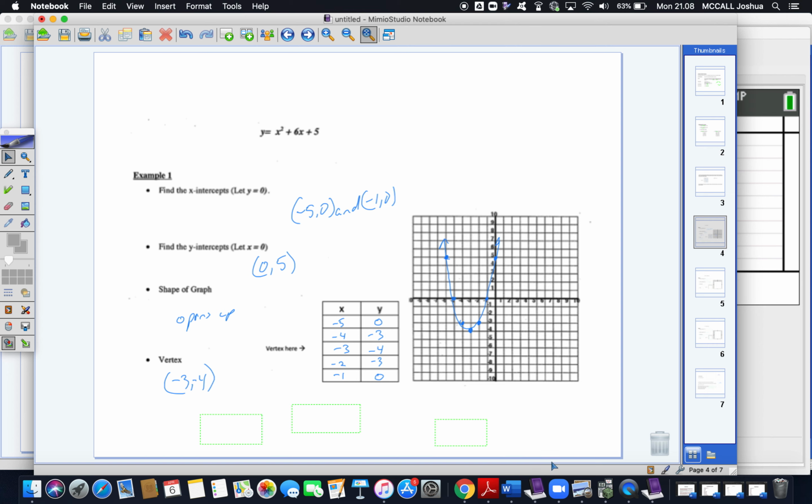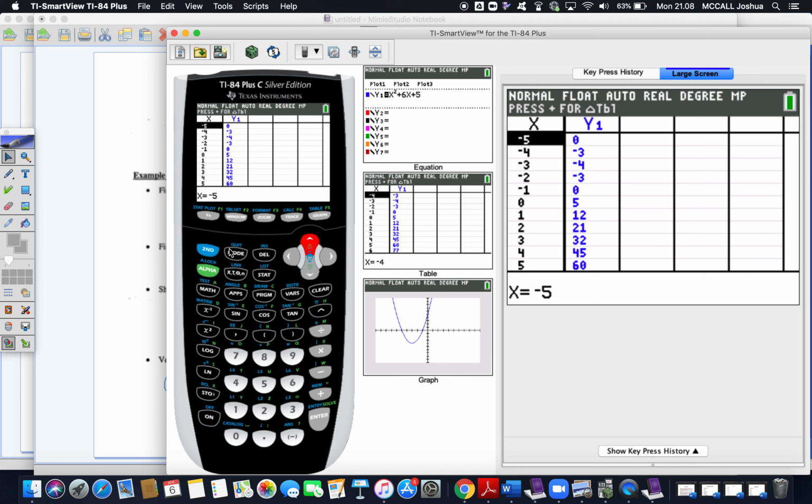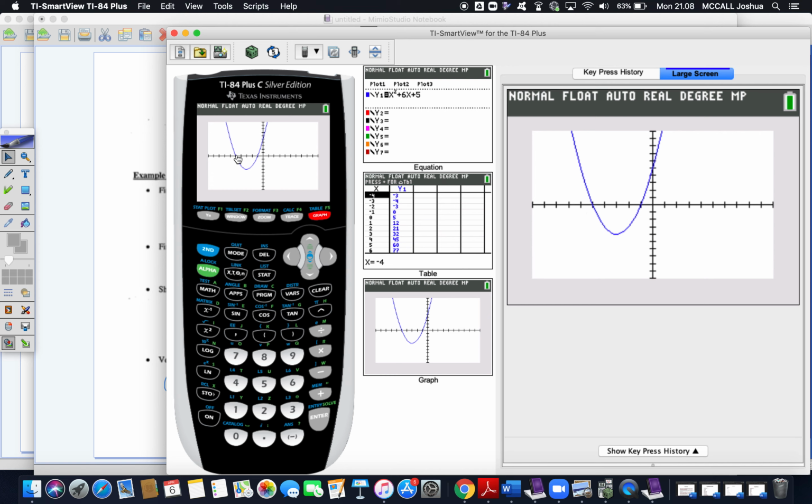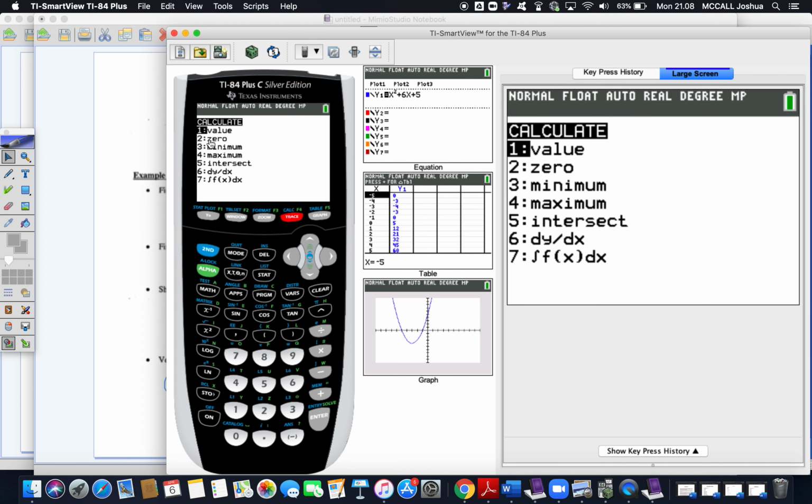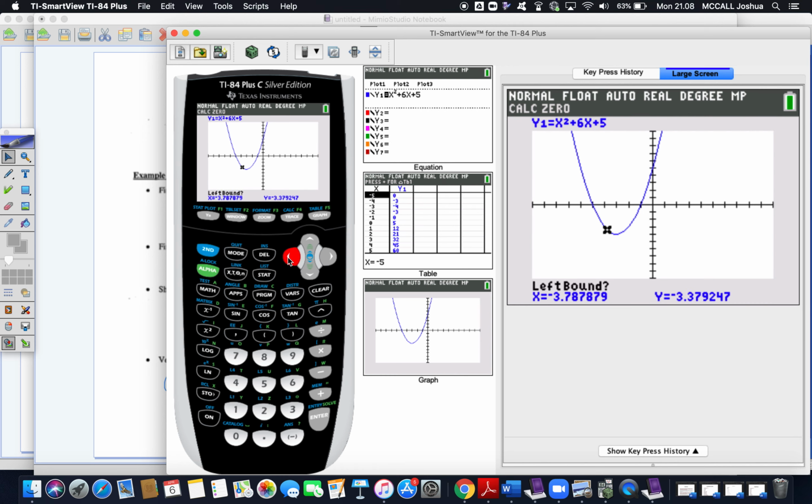I just want to show you real quick that it may not be in the table. So if we want to find the x-intercept, we'll go back to our graph. If we want to find this x-intercept to make sure it's at 0, we do second calc, and we choose option 2. Option 2 is 0. Then we scroll to the left side of that x-intercept, press enter. Scroll to the right side of that x-intercept and press enter, and it is indeed at -5, 0.